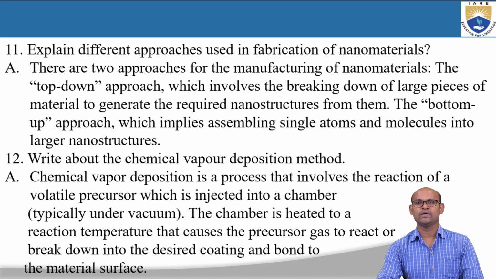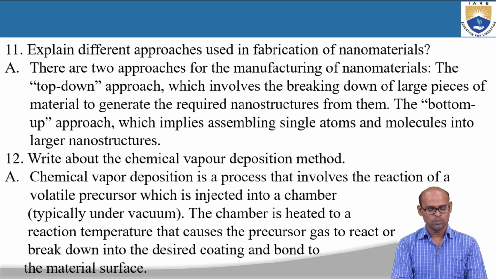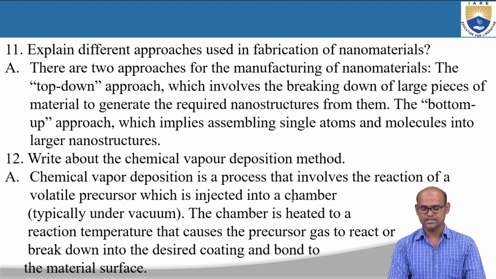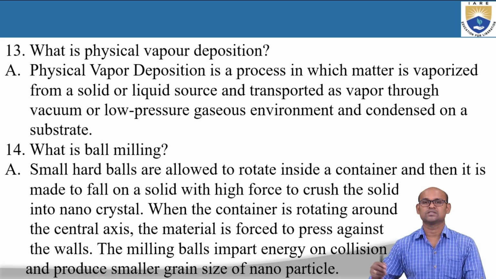Write about the chemical vapor deposition method. Chemical vapor deposition is a process that involves the reaction of a volatile precursor which is injected into a chamber, typically under vacuum. The chamber is heated to a reaction temperature that causes the precursor gas to react or break down into the desired coating and bond onto the material surface.